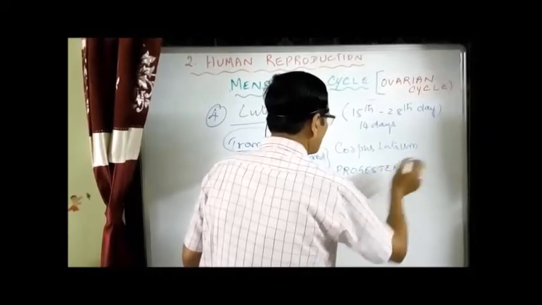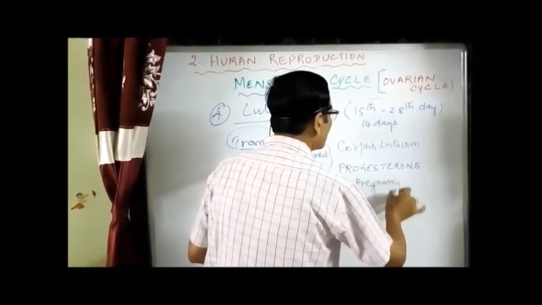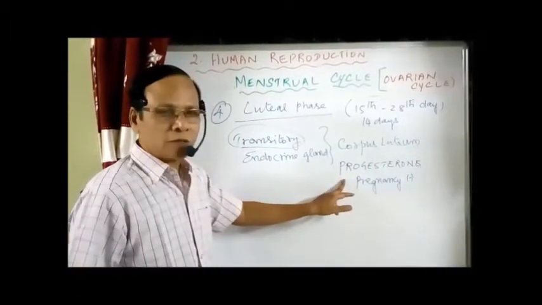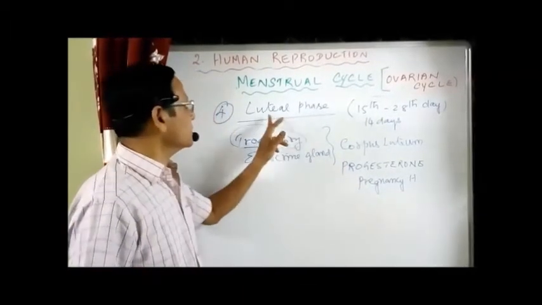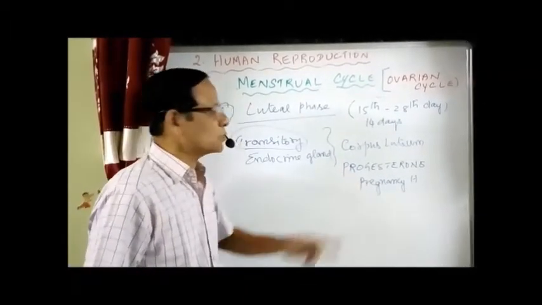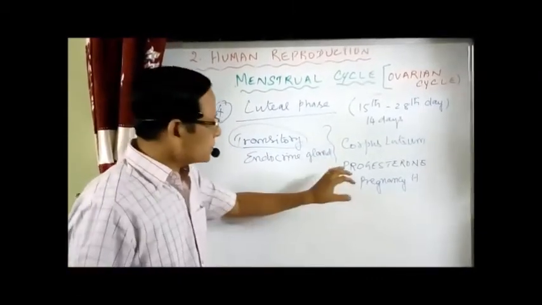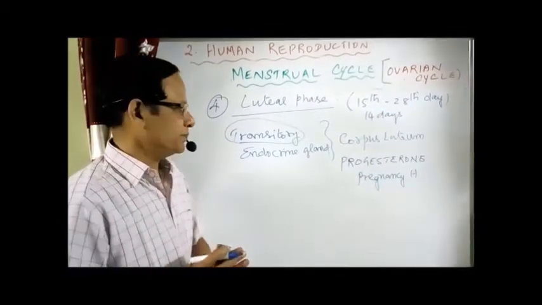Progesterone hormone. This is the pregnancy hormone. The predominant ovarian hormone secreted during the luteal phase is progesterone. It is secreted by the corpus luteum. It is responsible for proper maintenance of the uterine endometrium.